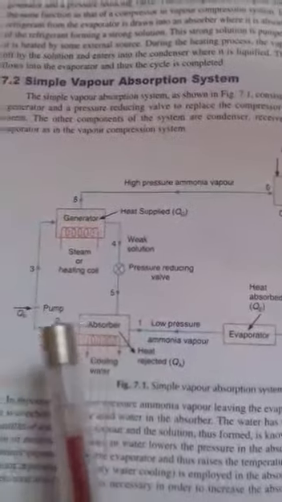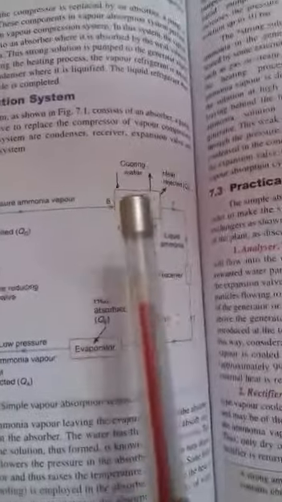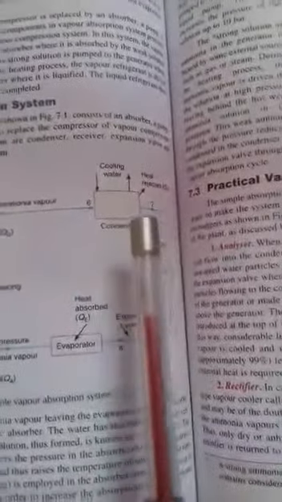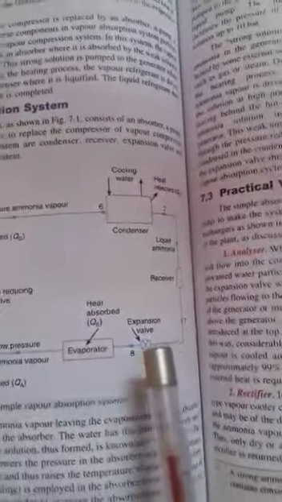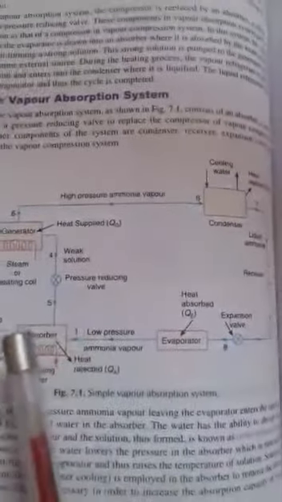and besides that we have the condenser, which is cooled with the cooling water, that is also there in the vapor compression cycle. Then we have the receiver in which the liquid refrigerant comes in. Then we have the expansion valve, and after that we have the evaporator. From the evaporator the gas moves into the absorber. So let us go into the detail.